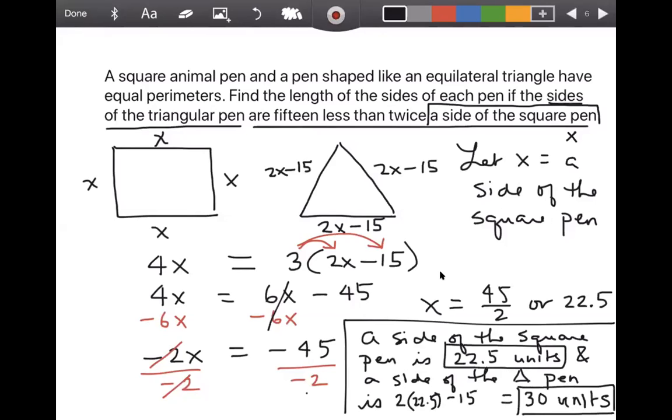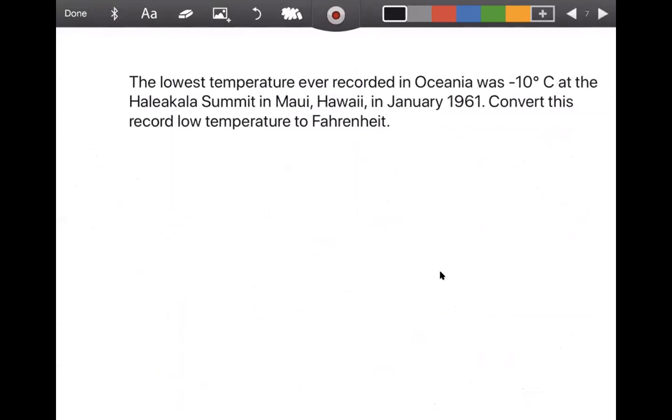All right, and that brings us to our last example. The lowest temperature ever recorded in Oceania was negative 10 degrees Celsius at the Haleakala Summit in Maui, Hawaii in January 1961. They're asking us to convert this temperature to Fahrenheit. So this is one formula that was not on the list at the beginning.